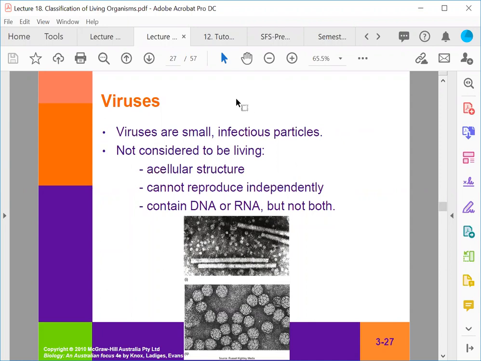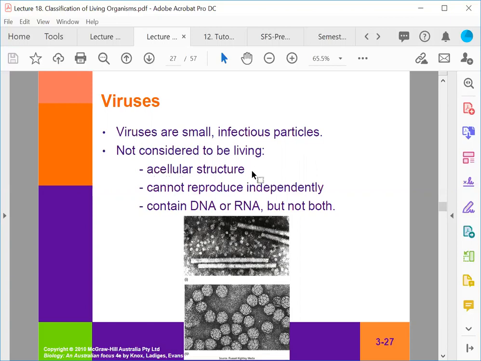All right, moving on to the viruses. Seems very appropriate, doesn't it? Now, viruses are not considered to be living organisms. So we refer to them as small infectious particles, or small infectious entities. Why aren't they considered to be living? They're not composed of cells. They have an acellular structure.